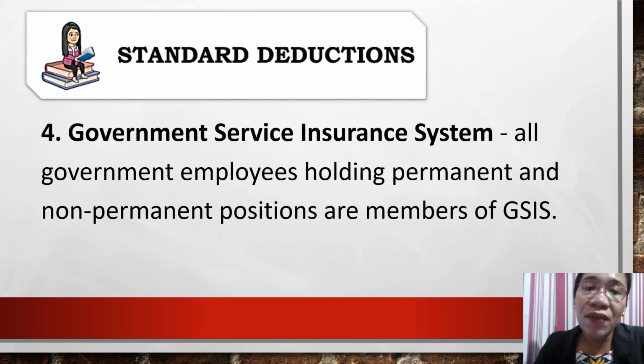Anyway, Government Service Insurance System or GSIS, all government employees holding permanent and non-permanent positions are members of GSIS. Premium contributions are based on monthly compensation. So, monthly compensation ang binabasihan. 9% of the employee's salary is being deducted. So, if an employee has a salary of 10,000, her personal share to GSIS will be 900 pesos.